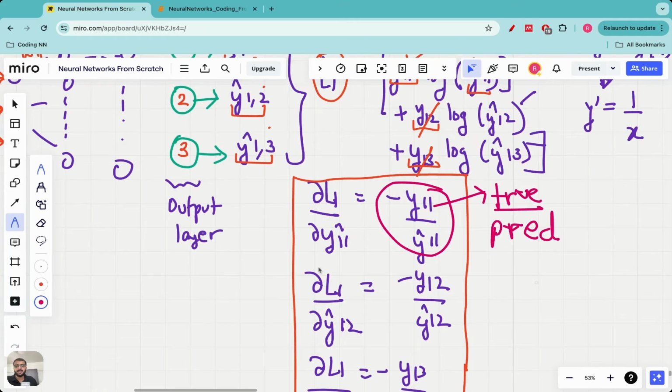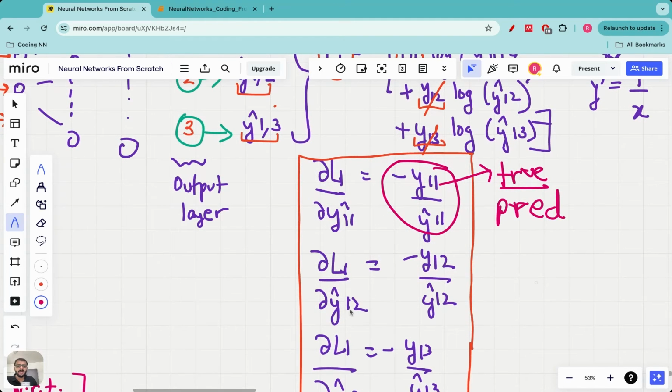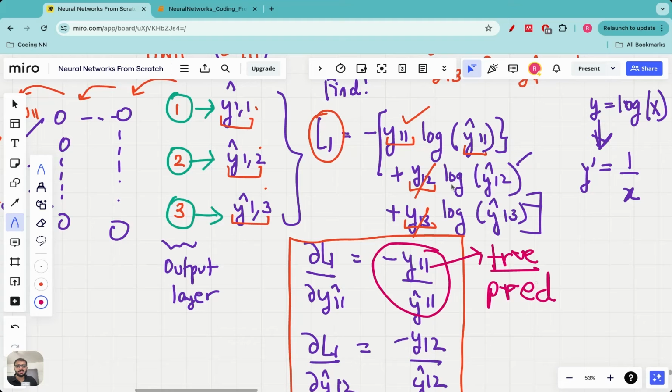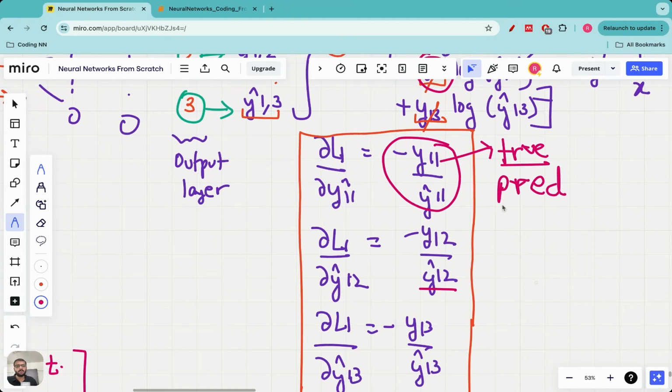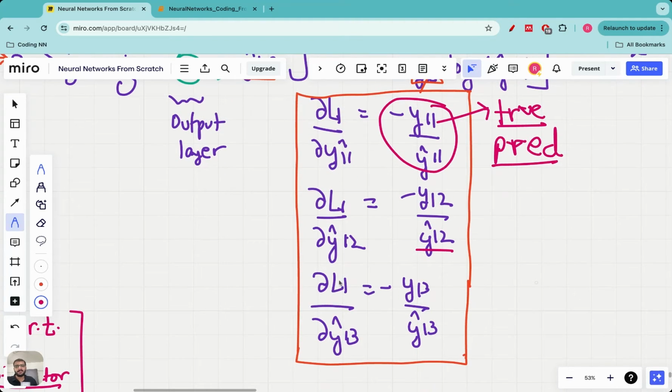Similarly, when we take the partial derivative of L1 with respect to y12 hat, we will only look at the second term here, and this will be minus y12 divided by y12 hat. So again it will be true divided by predicted with a negative sign. Similarly, when we take the partial derivative of L1 with respect to y13 hat, the answer will be negative of y13 divided by y13 hat. So again that would be the true divided by the predicted.